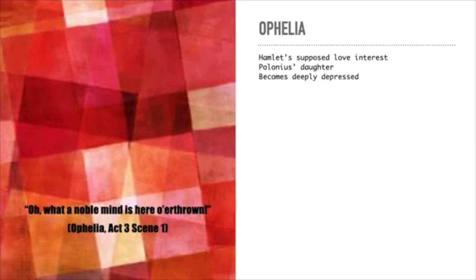And she eventually drowns, and that gives Laertes even more impetus to get revenge on Hamlet because he blames her madness on Hamlet. So you can see the theme of madness coming into many different characters.